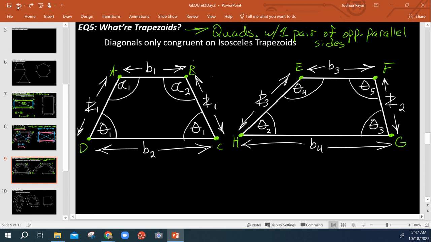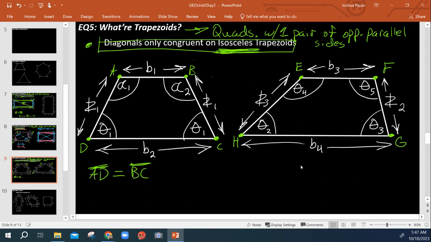Okay, so let's talk about diagonals, right? And again, there's not anything special about the diagonals on trapezoids unless we're talking about an isosceles trapezoid. Okay, so here we have it written, diagonals are only congruent on isosceles trapezoids. Well, what is an isosceles trapezoid? This trapezoid right here is isosceles for an obvious reason. That's because the length of AD is congruent to the length of BC. Just like an isosceles triangle, right? We have two congruent opposite sides. Okay, that's what makes it isosceles.